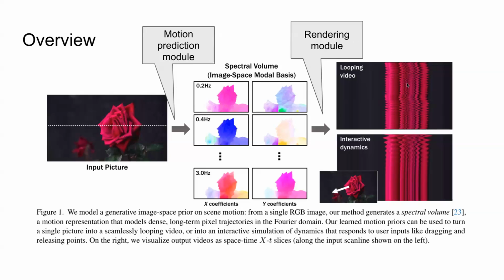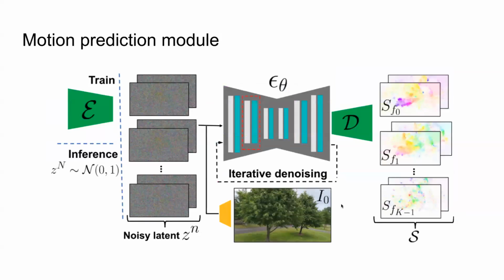Then we can look into the components. We will talk about the motion prediction module first. Take a quick look at this picture. On the left side is the encoder, on the right side is the decoder, and the S, F0 and so on are all S, the spectral volume, the whole output. This might be too many things in one picture, so I'm going to break it down into several steps.